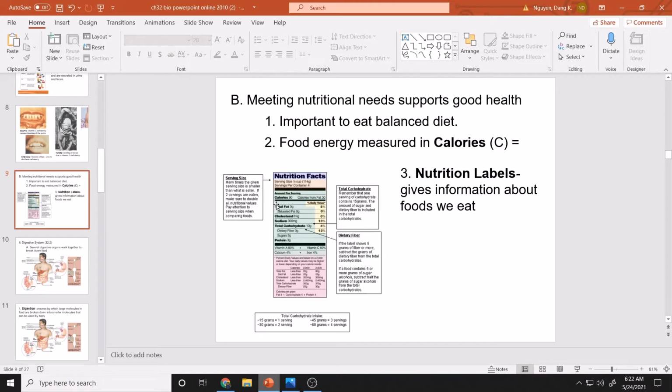Teenagers probably need more than 2,000 calories. If you're playing a sport, anywhere between 2,500 to 3,000 if you're a girl, and probably 3,000 to 3,500 calories, maybe even more, depending on the sport if you're a boy.